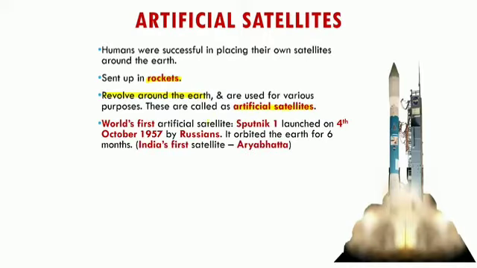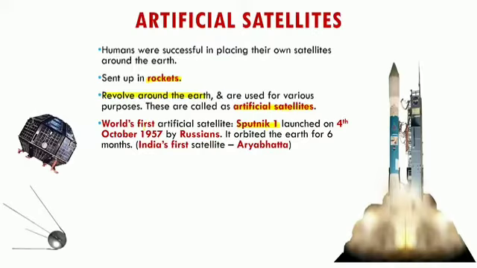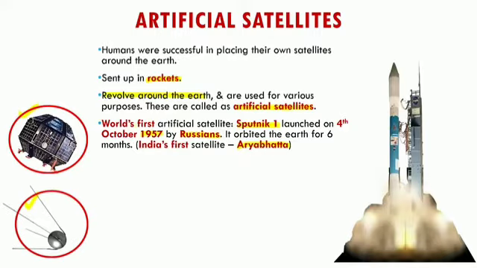Now the world's first artificial satellite was Sputnik 1, which was launched on the 4th of October 1957 by the Russians. And it orbited the Earth for nearly 6 months. And children, did you know that India's first satellite was Aryabhatta? So this is Aryabhatta right here, and this is Sputnik 1, which was first put into orbit by the Russians.